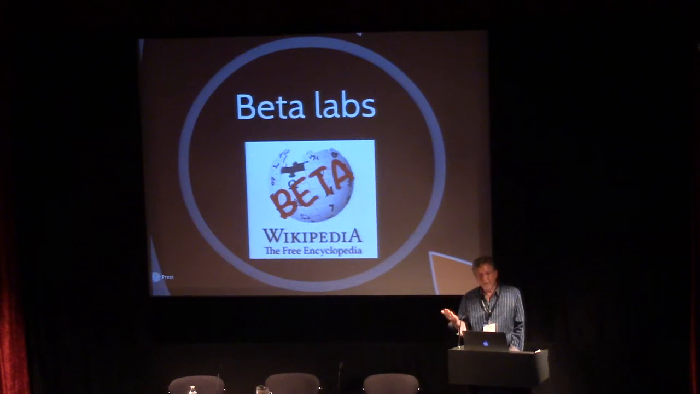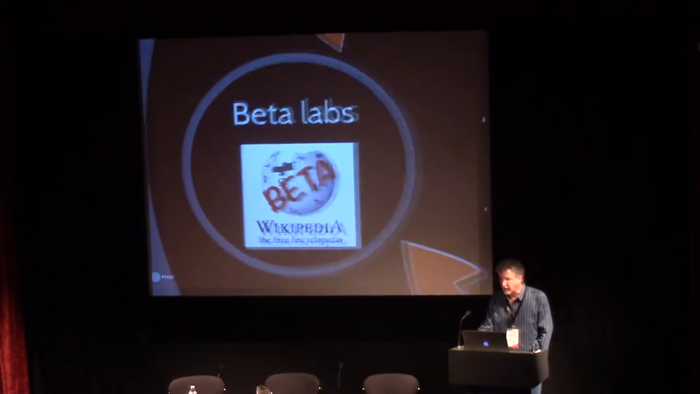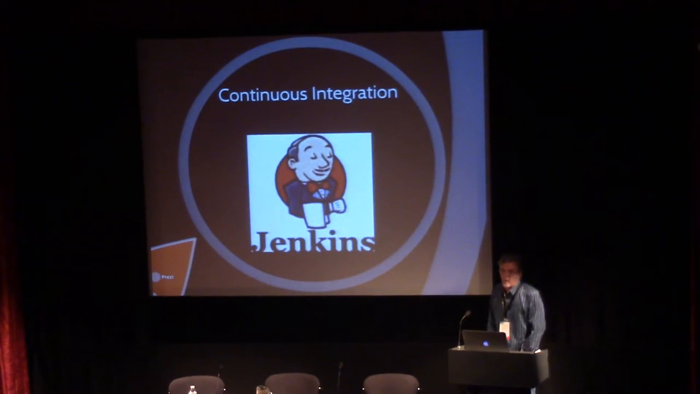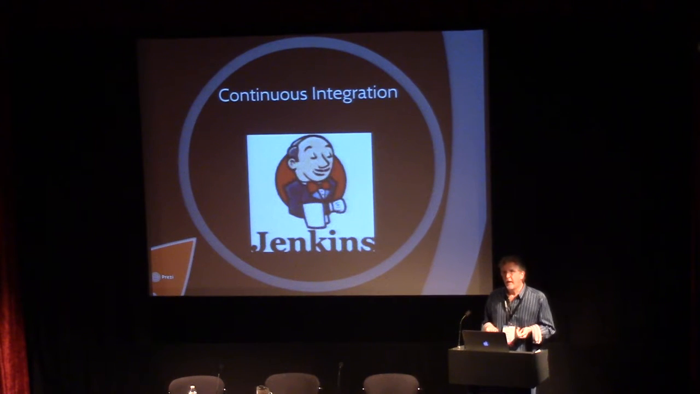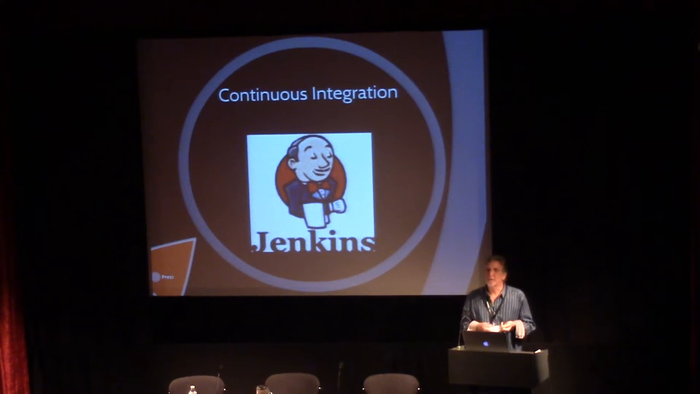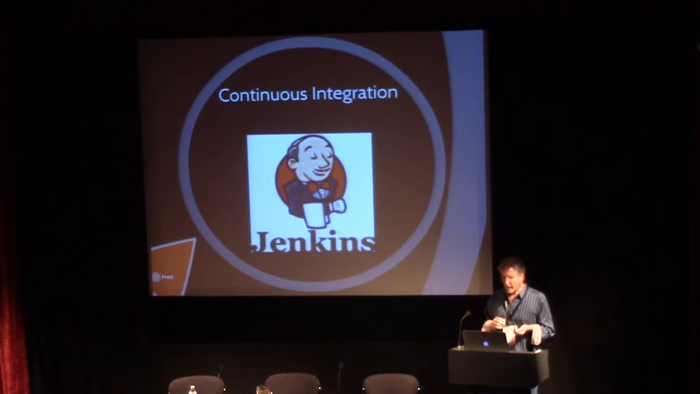Beta Labs is our primary target for automated browser tests. I want to describe how this works. The automated browser tests are also code. They're also kept in the repositories for the features that they test, and they are also checked into the master branch after code review. And at least twice a day, we run all of our automated test builds for all of our features from the continuous integration server, Jenkins.